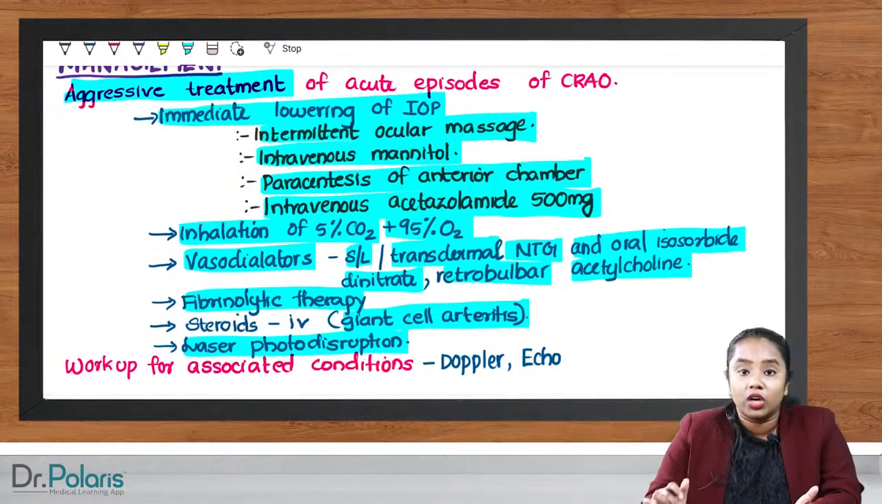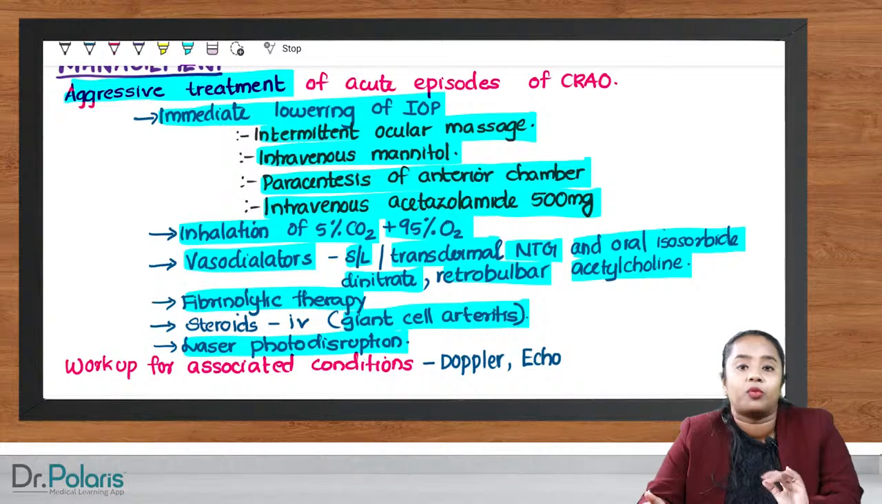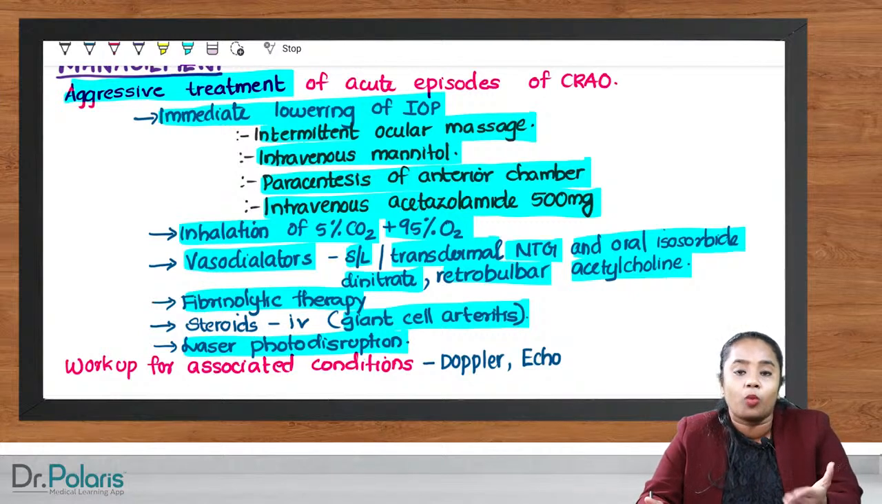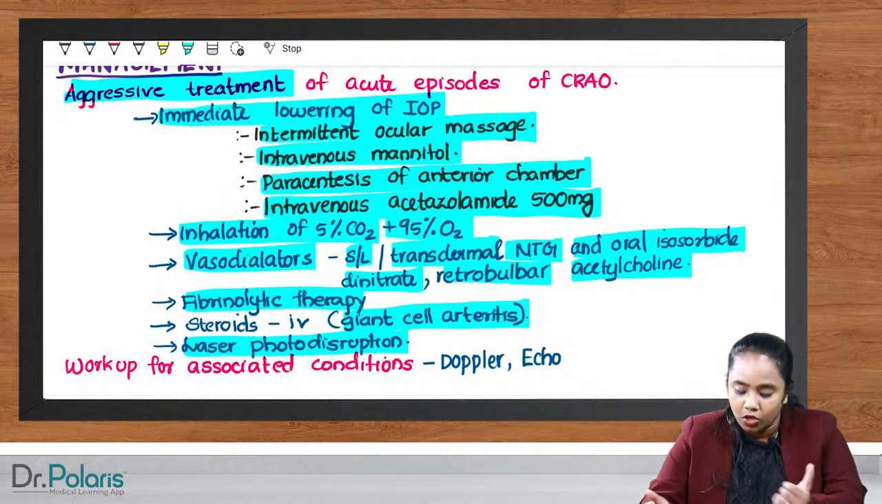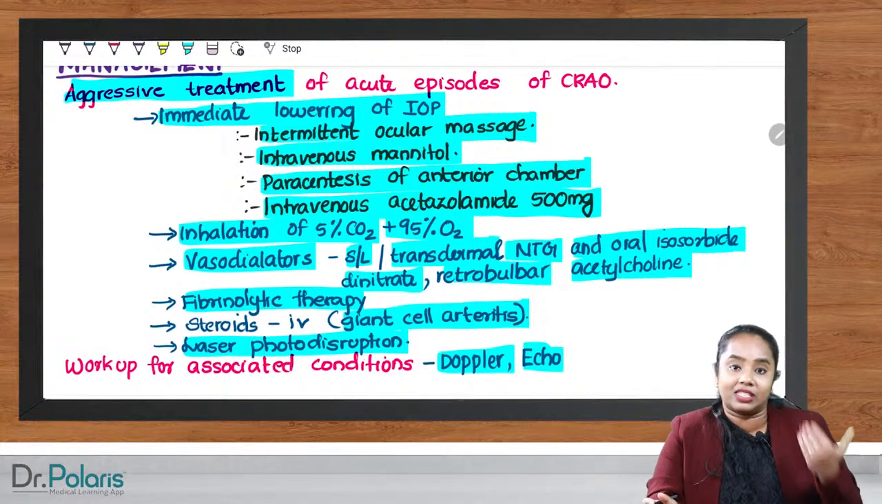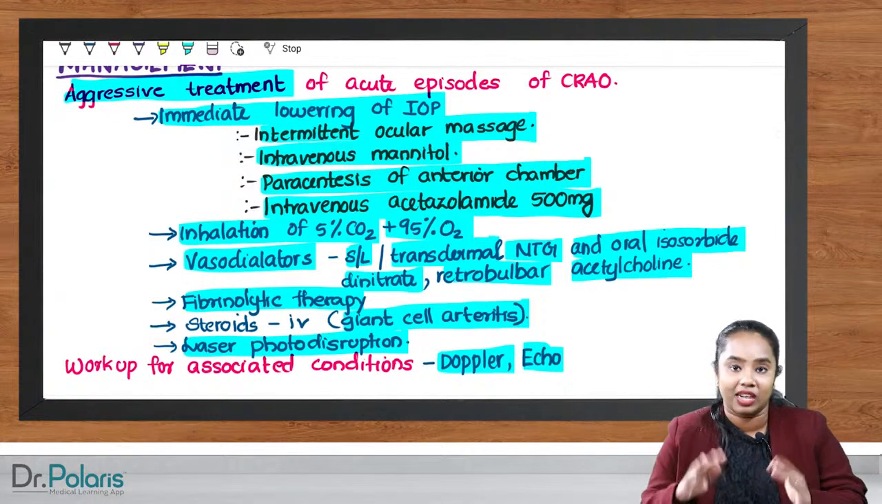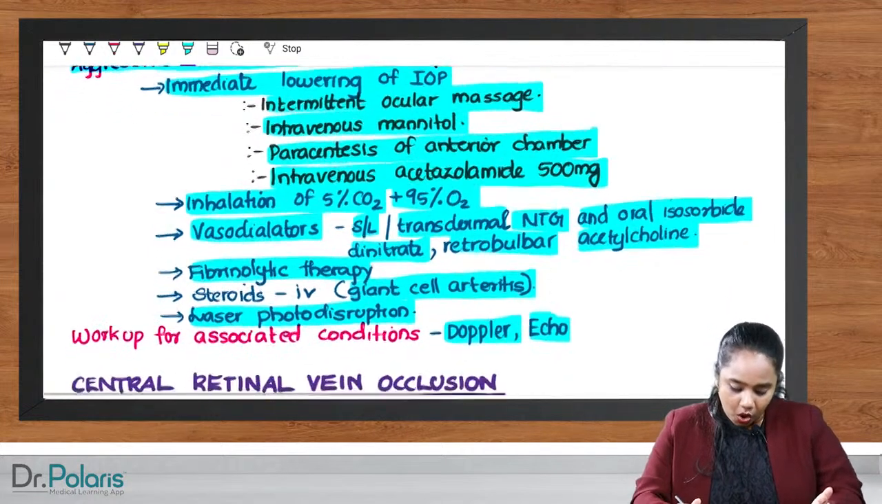Now, always do a workup for the associated conditions, because most of the time it is a cardiac emboli, a coronary artery problem or a carotid artery problem. A Doppler or an echo will be essential to identify the associated conditions which have led to the central retinal artery occlusion.